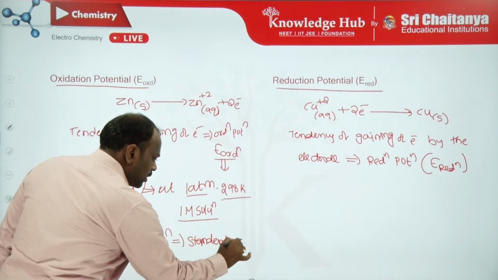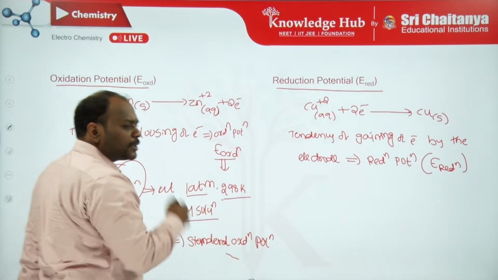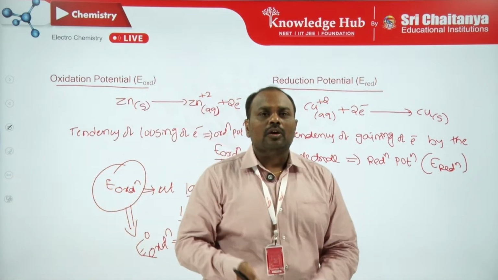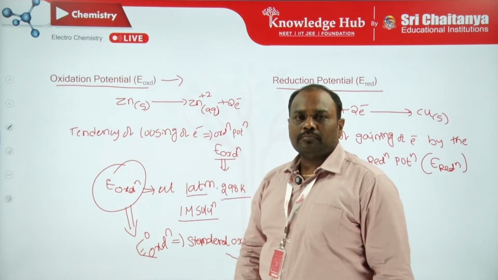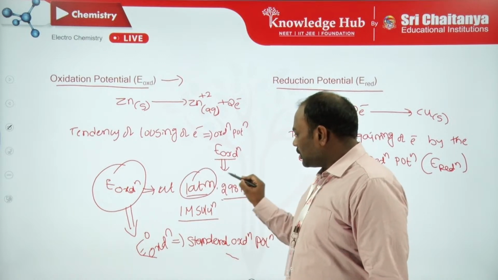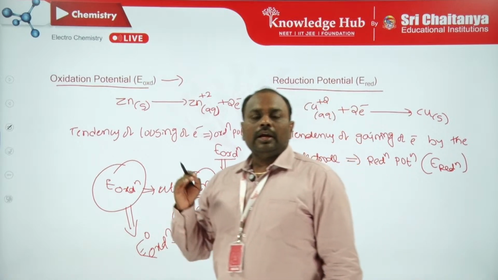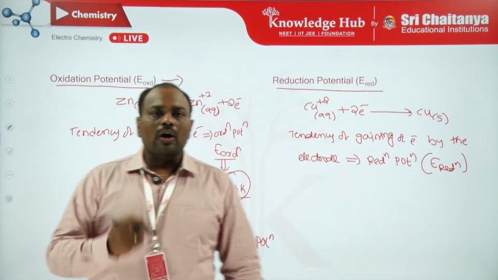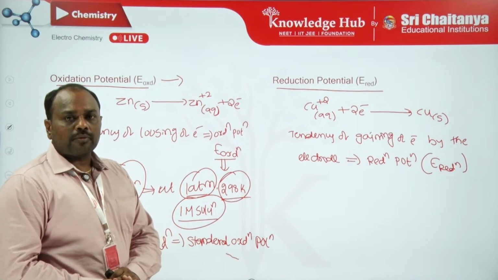What is the difference between E oxidation and E naught oxidation? E oxidation is measured at any condition, but E naught is measured at 1 atmospheric pressure, 298 kelvins, and 1 molar solution. If you measure at this condition, that oxidation potential is known as the standard oxidation potential.